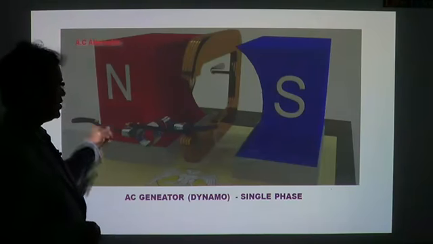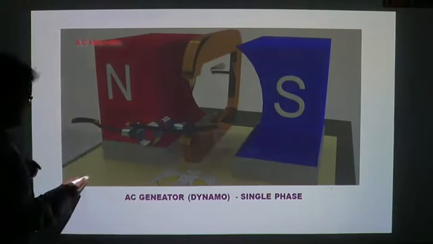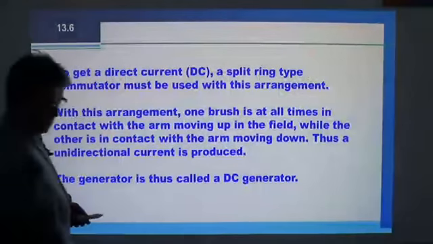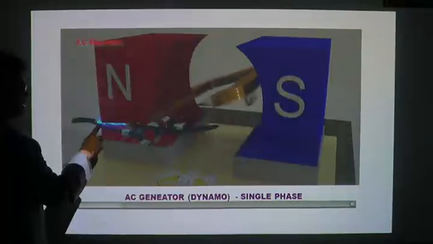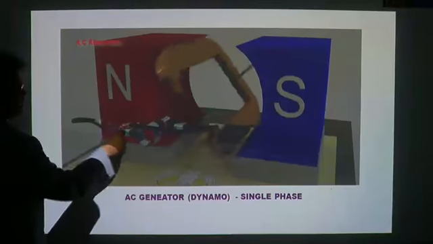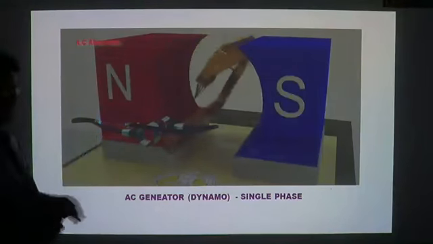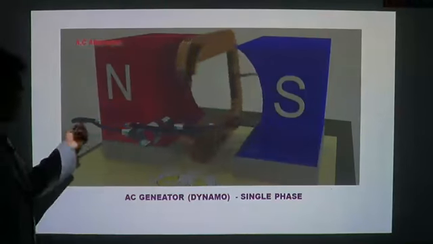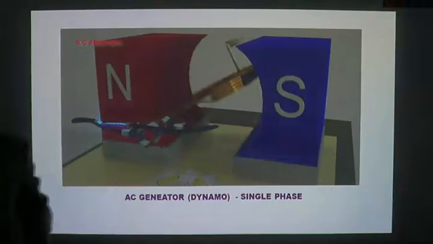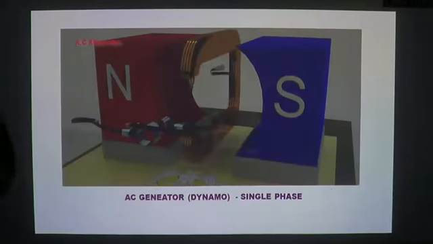To understand that, you can see that as it rotates, the direction is changing like a sinusoidal wave, a sine wave. So for that only it is given like this. Actually we have to give a wire connection so that we get the current flowing in the external circuit.